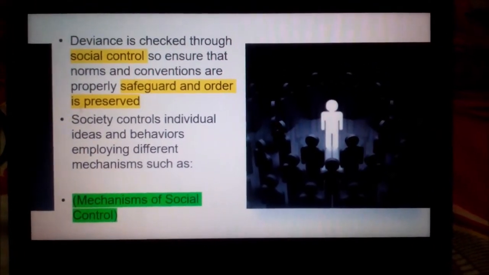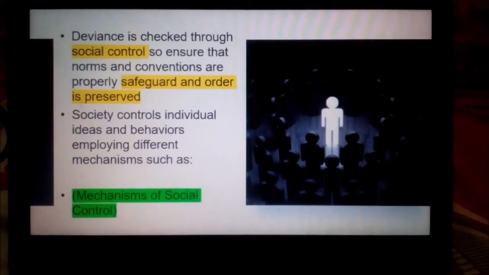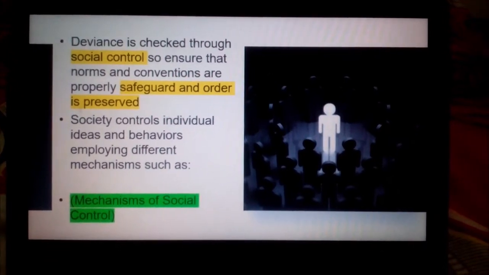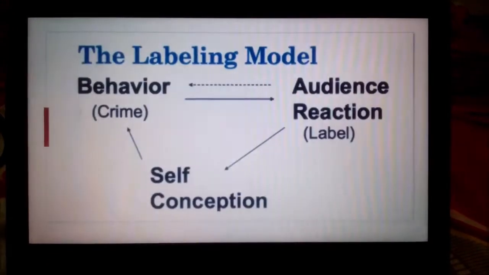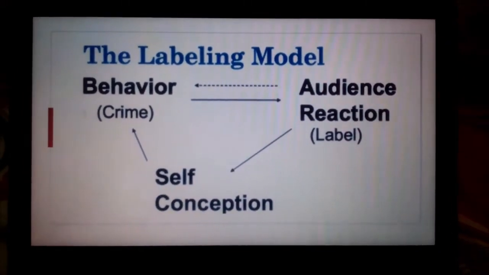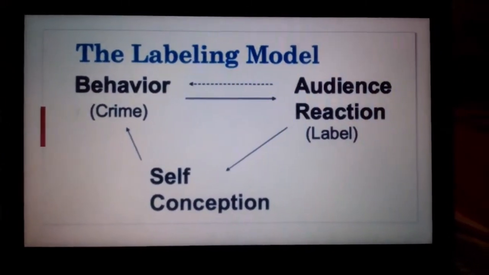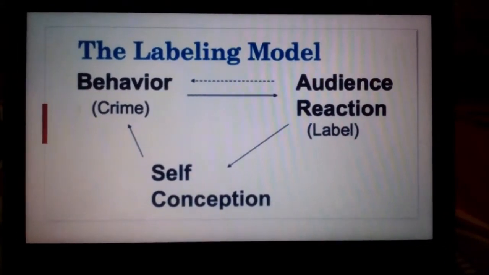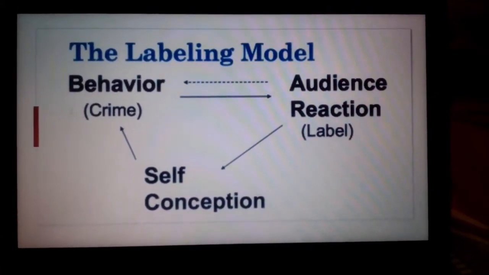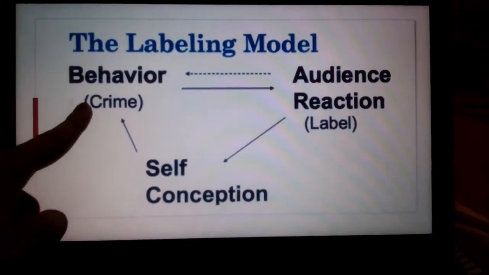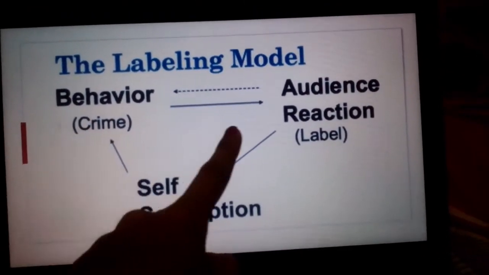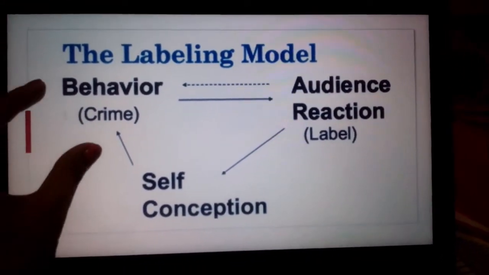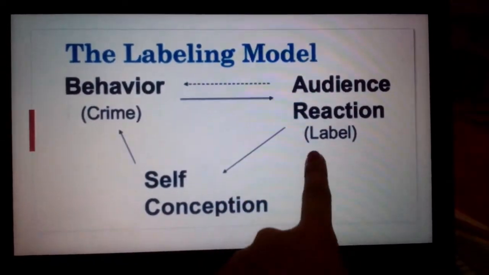definition sa culture. Kasi meron daw tayong tinatawag na mechanisms of social control para mas ma-widen ang ating understanding about deviance. So, merong isang theory na pinropose ang mga sociologists, no? The labeling model. So, makikita nyo dito sa model, this is the behavior, the deviance, which is the crime, and then how it affects the audience or the reaction. Paano nalilabel ng isang crime, no? Paano siya i-judge ng mga tao.